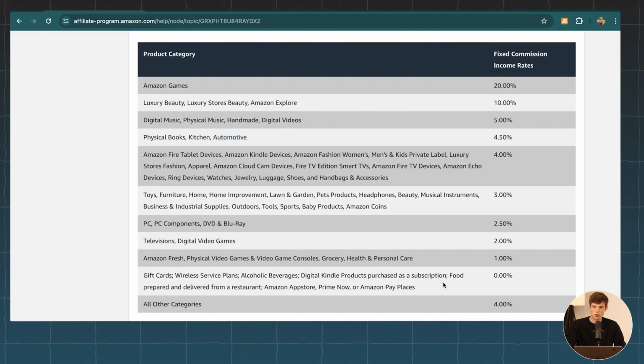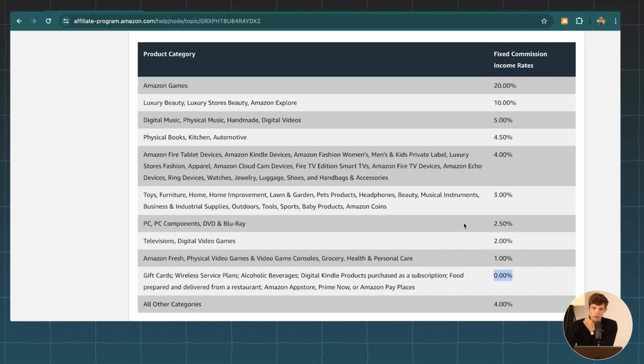So what I would suggest when you're finding a niche is to make sure that you are in the higher categories and you're not just doing 0%. Because if you make an entire affiliate website about alcoholic beverages, and then you go over to Amazon and realize you get 0% for alcoholic beverages, well, that's not very good, right? So check this out and make sure that you're at least getting some commission for it.